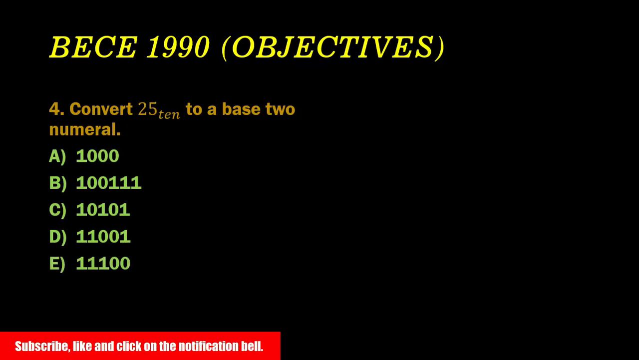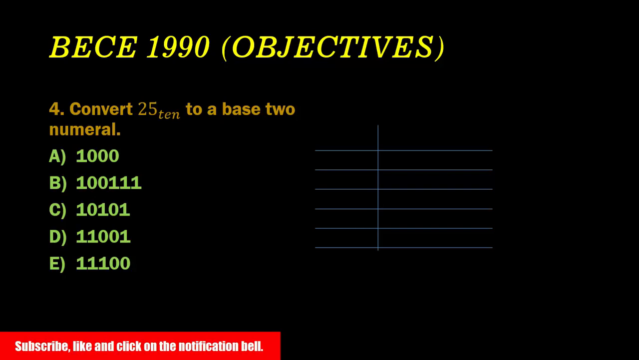Option E, 11100. Now to do this, we simply draw this table. If you are familiar with this procedure, we'll simply have to repeatedly divide 25 by the base number, which is just 2. Now, the remainders are what will enable us to derive what 25 base 10 simply means in base 2. So, on the top row, I'll write 2, then 25.